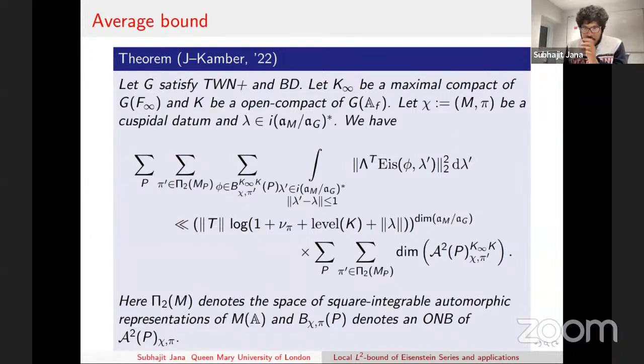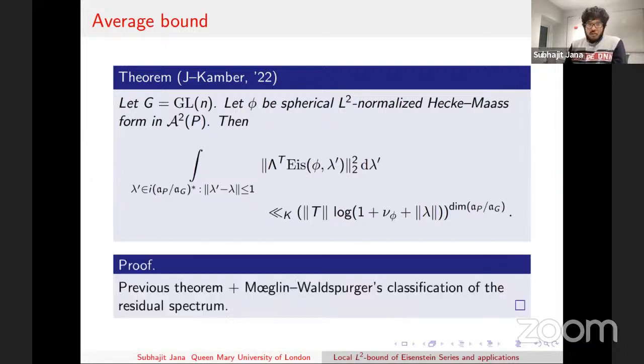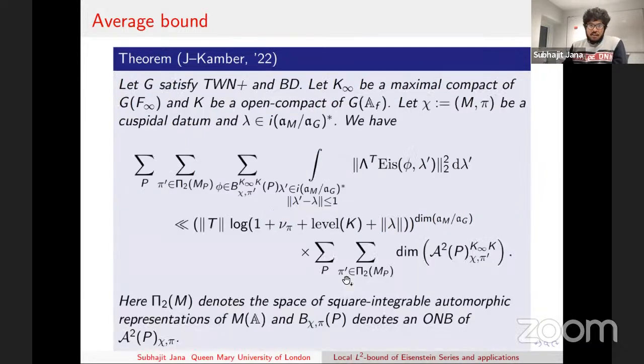Okay, if not, if G is GL_N, then it will maybe be easier to understand. So let me say it in a kind of classical way: G is GL_N, phi is an L2 normalized Hecke-Maass form on the space of automorphic forms A_2 P. Then, just for the local L2 norm, only on average over lambda, we have the optimal sup bound. And the proof follows from the previous theorem, and then what we need is how to bound these using the classification of discrete series by Moeglin and Waldspurger.